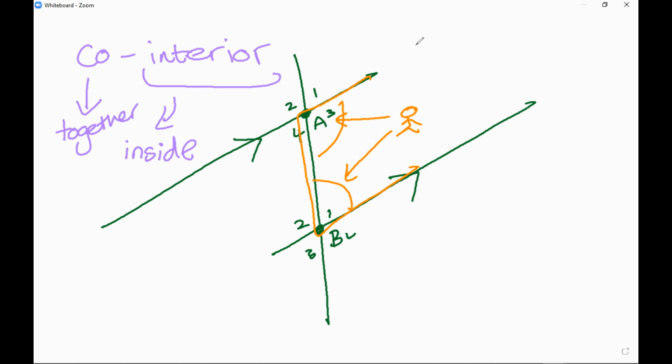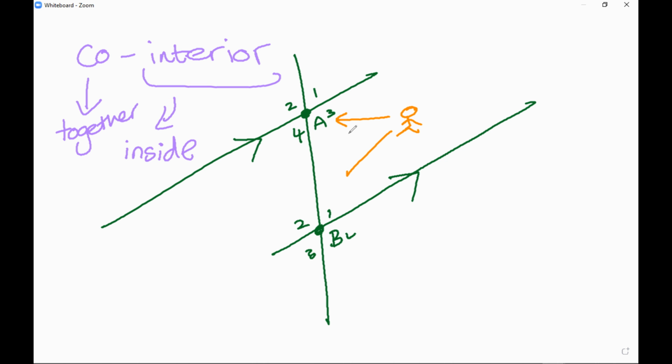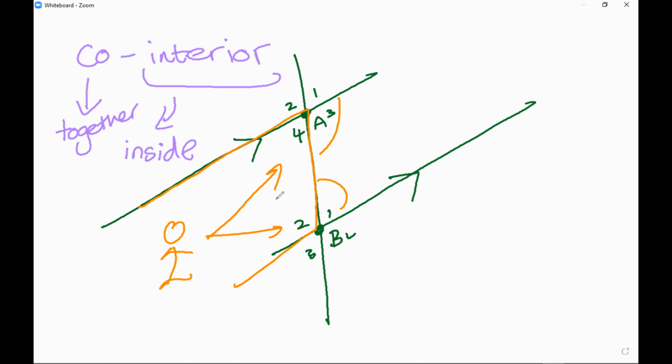But they add up to something. That's why they're important. What do you think? A3, that's it, Ishwan. A3 plus B1 equals 180 degrees. They are co-interior angles. Together they add up to 180 degrees. So that angle and that angle are co-interior. If I'm standing on this side, looking at the inside of the parallel lines, which two angles are co-interior? B2 and A4. Well done, Harrison. Well done, Ishwan. B2 and A4, those are co-interior.